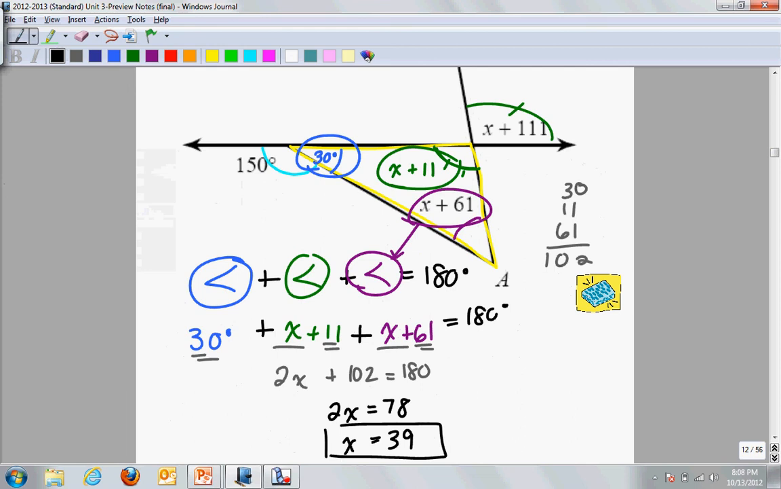So if x is 39, that means this angle right here is 39 plus 11, which is going to be 50 degrees. And this angle right here is going to be 61 plus 39, which is 100 degrees. Now let's check. We have 100 and 50 and 30. Yes, that adds up to 180. You know you're correct.